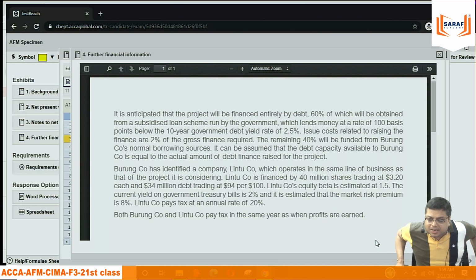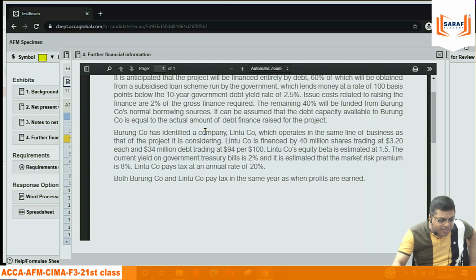Equity beta is estimated at 1.5. We can convert this equity beta into asset beta. The current yield on government treasury bills is 2% and it is estimated that the market risk premium is 8%. So 8 into beta. L company pays tax at 20%. Both B and C company pay tax in the same year as when the profits are earned. So there is no hassle. The tax calculation does not have to be done separately. After tax we can do it. Okay, so in the last paragraph we can calculate the beta of the asset by the formula.